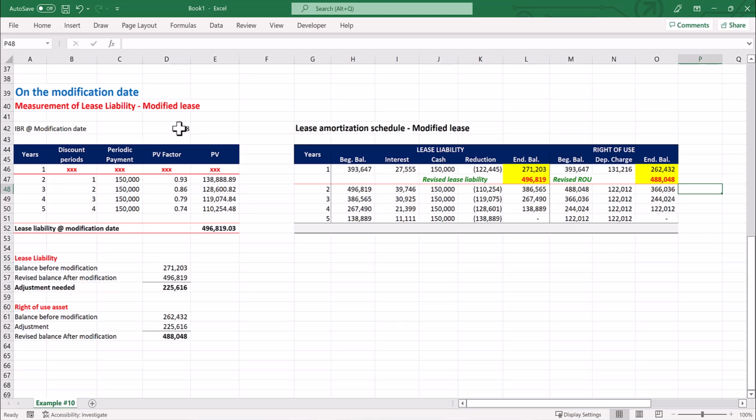This is the end of this lecture. We saw in this lecture and the lecture before, the modifications that increase the scope of the lease. In the following lecture, we will work an example for a lease modification that decreases the scope of the lease. So let us go there.